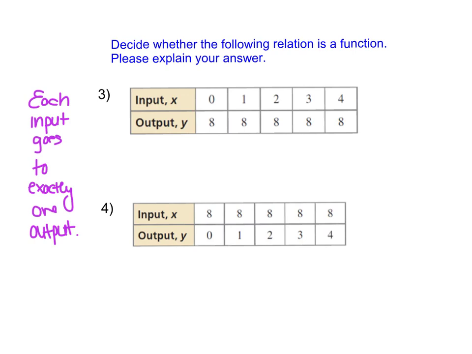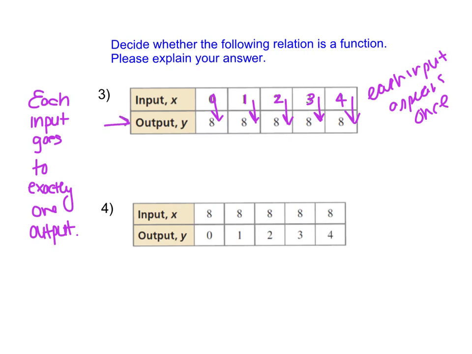So now let's take a look at some tables. Here in example 3, we can see that we have 5 different inputs: 0, 1, 2, 3, and 4. Each input appears once. We have 0 goes to 8, 1 goes to 8, 2 goes to 8, 3 goes to 8, 4 goes to 8. While it seems a little tricky because all of these outputs are repeating, this one is actually okay because each input only appears one time. Each input is going to one output.